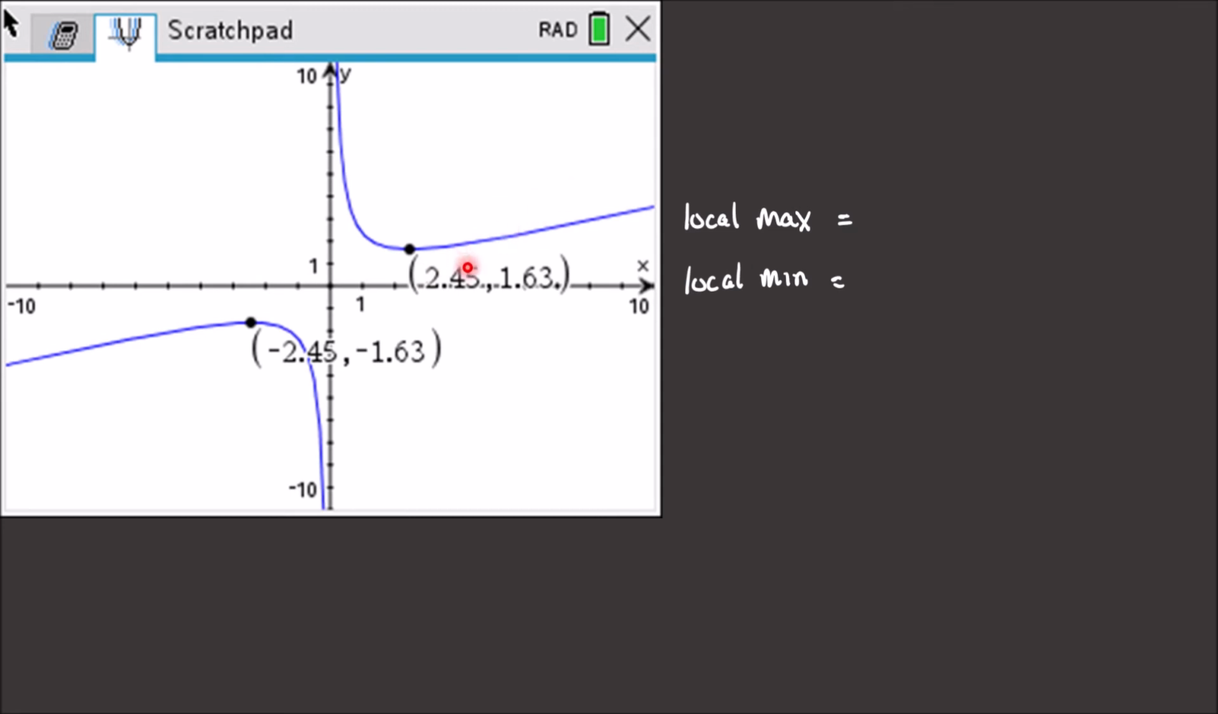Now keep in mind, a function can have more than one local maximum and can have more than one local minimum. It's also possible for a function not to have a local max or a local min, or possibly not have either.